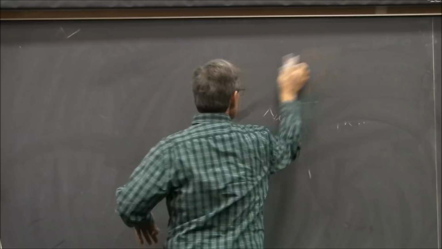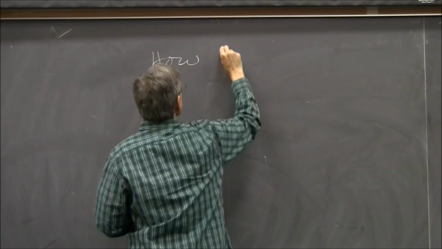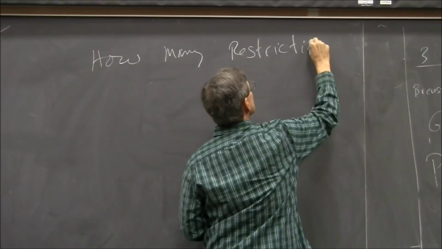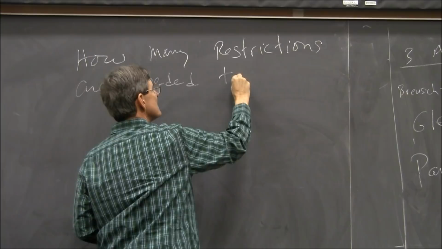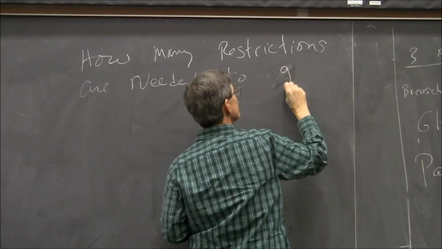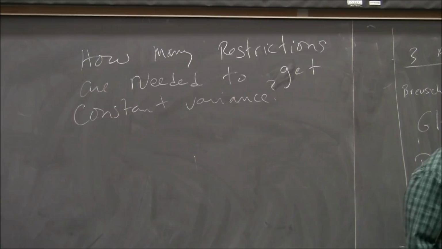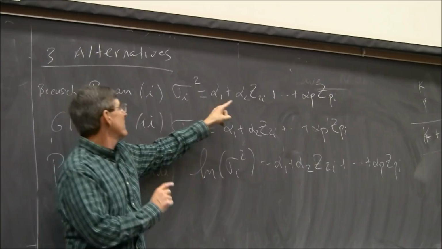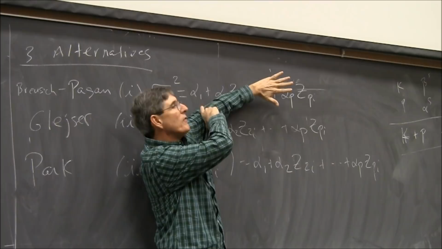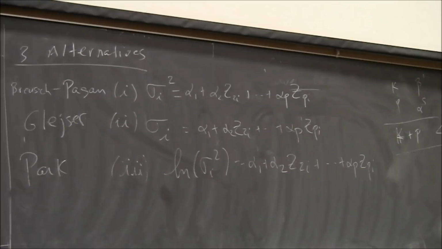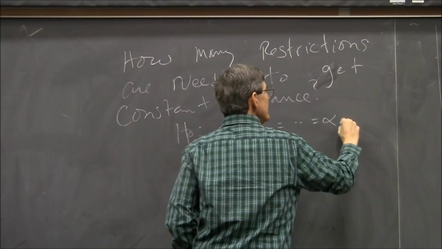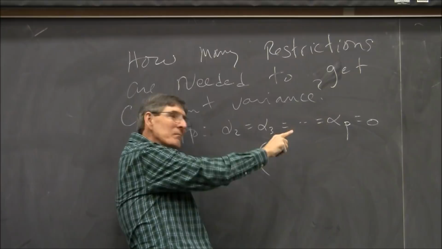Now, in each case, how many restrictions are needed? To get a constant variance, how do I turn this into a constant variance? I just want the alpha 1 term. If all the other alphas were 0, sigma i squared is sigma squared, it's constant, it's alpha 1. So in each case, the null is alpha 2 equals alpha 3 equals alpha p equals 0. How many are those? There's p of them, with one missing, so there are p minus 1 restrictions.